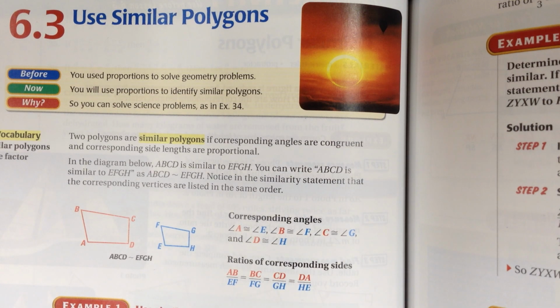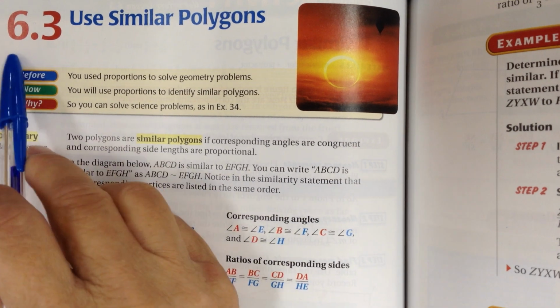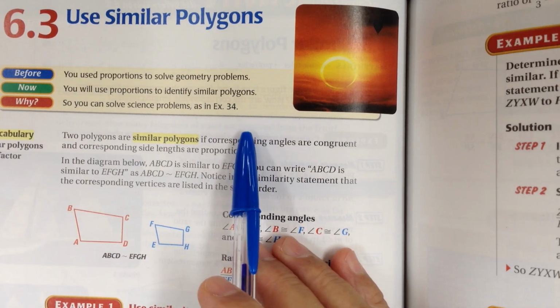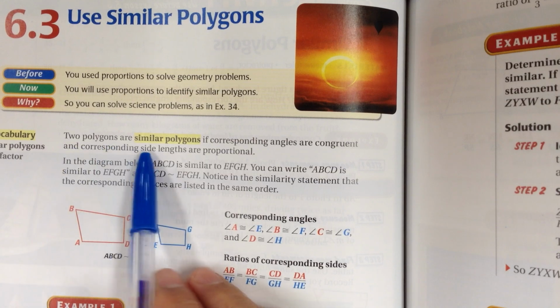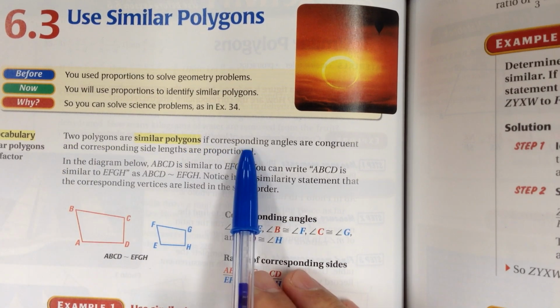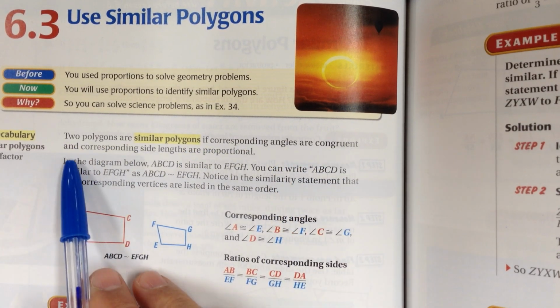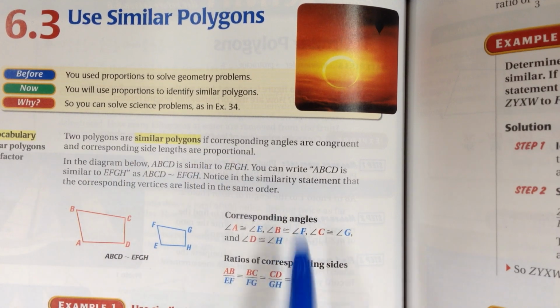Let's go to page 372. This is lesson 6.3, and this lesson is to use similar polygons. Two polygons are similar polygons if corresponding angles are congruent and corresponding side lengths are proportional.